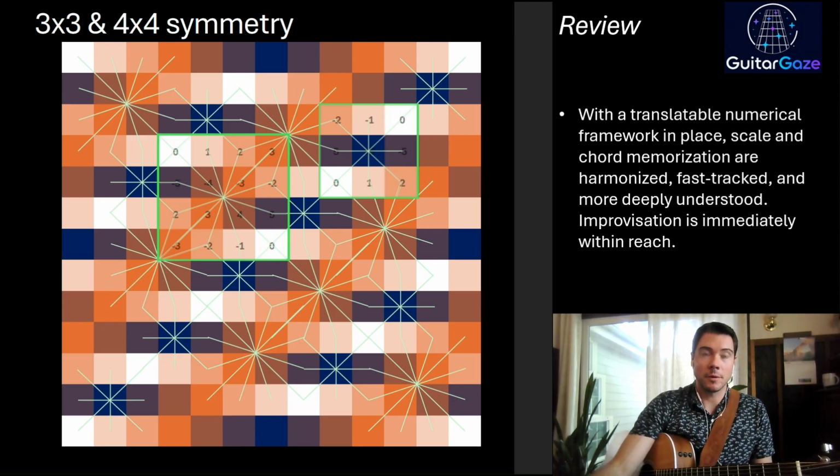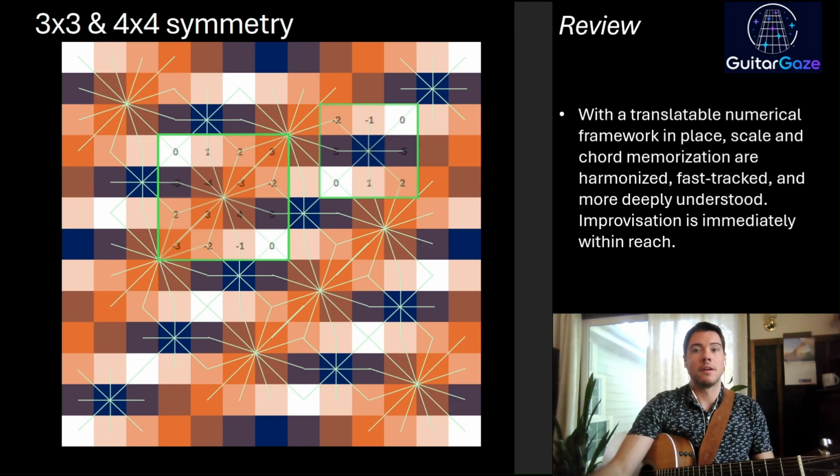So ultimately what this results in, which was the focus of the previous lesson, lesson 2, numerical introduction, is a repeating numerical and geometric structure with built-in symmetries, namely the 3x3 box of notes and the 4x4 box of notes here.